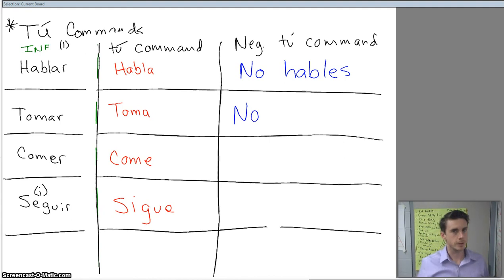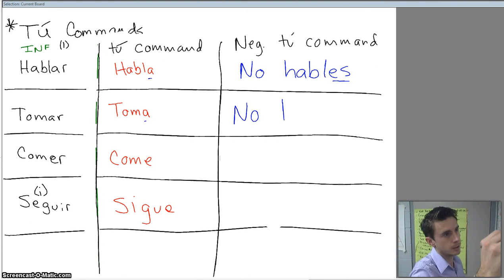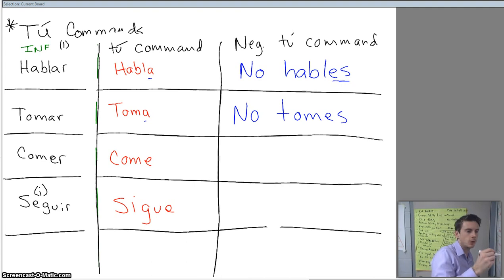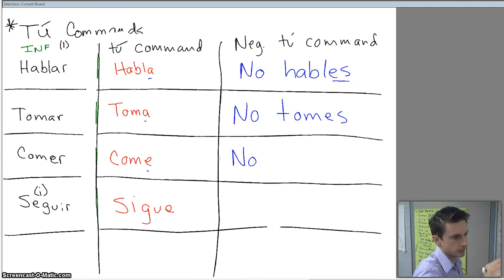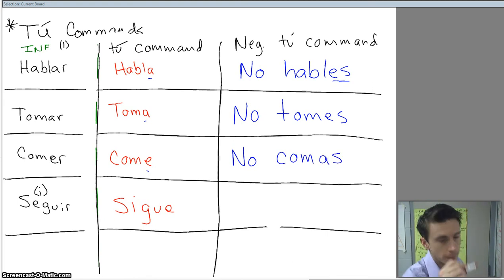So therefore, what do you think toma will become in the negative tú command? If you want to say, hey, don't take this thing that I'm about to give you. Don't take it. Alright, what do you think it'll be? Take a look. We've changed the ending from here to here. So if toma is our ending in the affirmative command, then it will be no tomes. Alright, come. Take a look at our ending. We're going to have to go opposite for the negative. So what do you think? If you said no comas, you are correct.